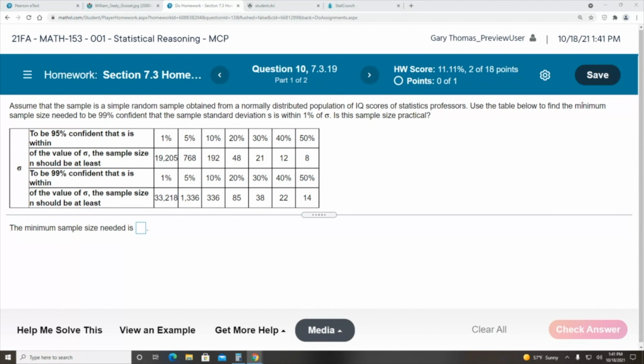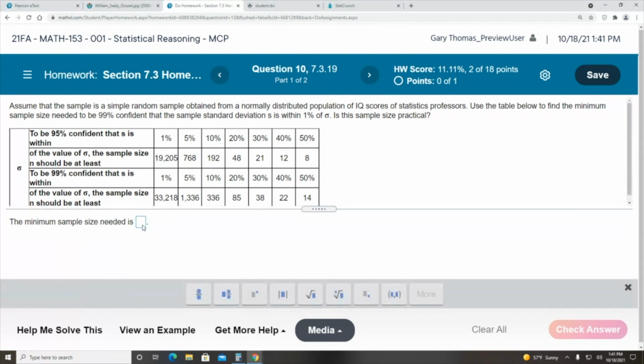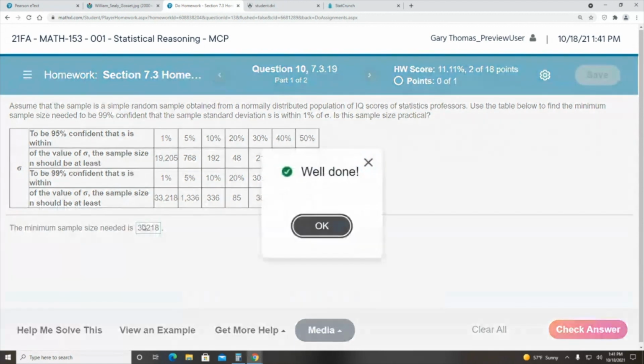What we want to get in this problem is the minimum sample size needed to be 99% confident that the standard deviation is within 1% of the population standard deviation. And so all we have to do is take this 99% and find it here. There's 99%. And we want to be within 1%. And so find the 1%. We need 33,218 statistics professors. We key that in, don't need to round anything.